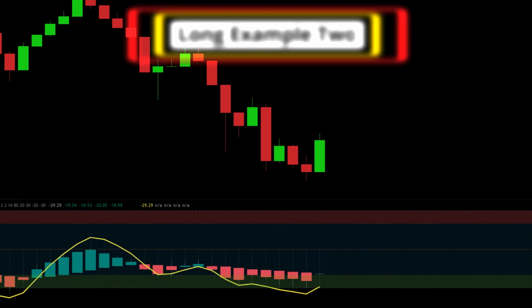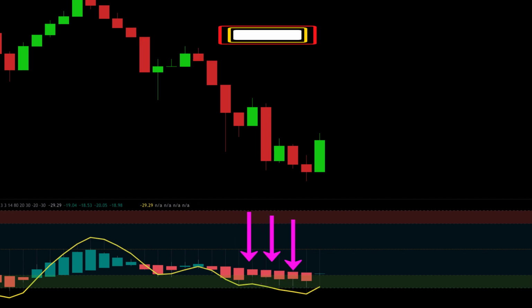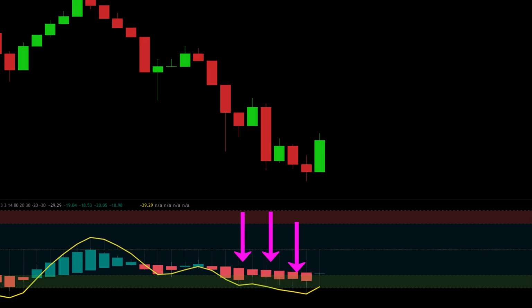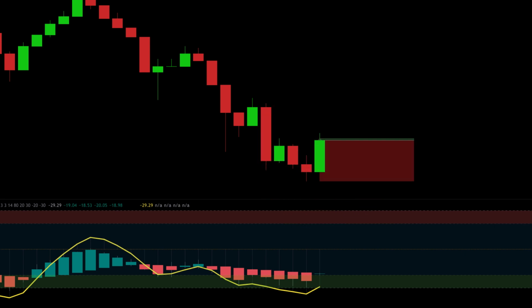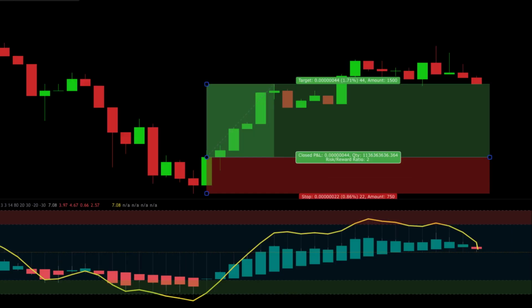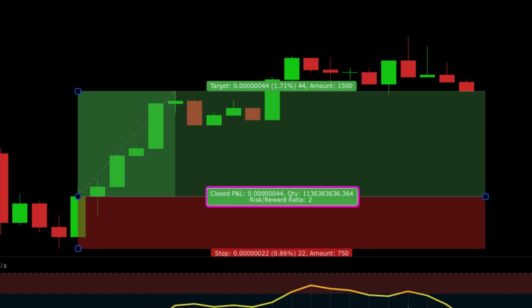I have one more long example. First, a red Heikin-Ashi candle closes in the oversold zone. Next, there is a close of a green Heikin-Ashi candle on the indicator. Both rules converge on this candle and it serves as our trigger. The stop is placed below the previous swing low and the target is dynamic. And this setup closes on the close of a red Heikin-Ashi candle while touching the RSI, and the risk to reward winds up being 1 to 2.